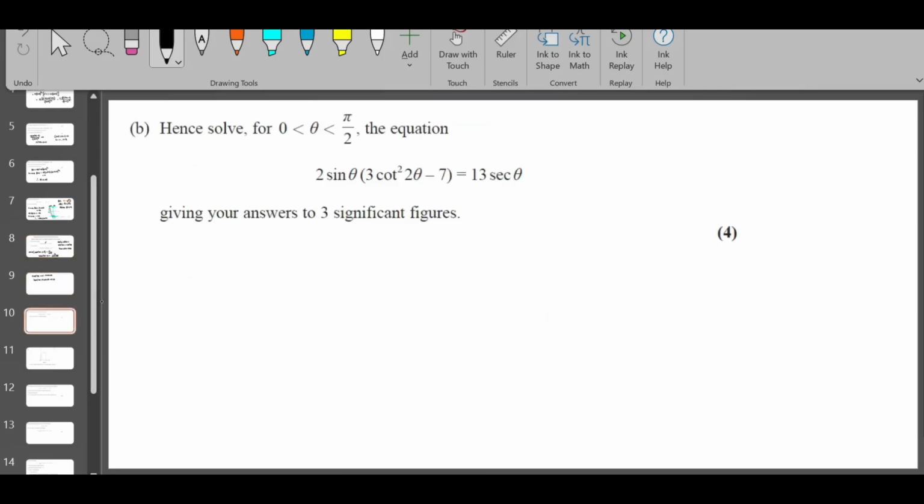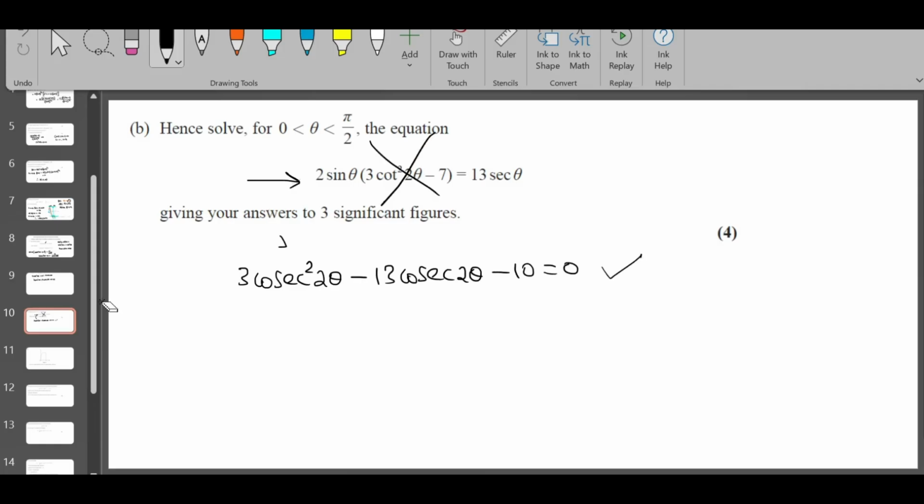Let's move on to part two. Hence solve from 0 to pi over 2 this original equation. We have rewritten this equation as 3 cosecant square 2 theta minus 13 cosecant 2 theta minus 10 is 0, right? So instead of solving this, we are going to solve this. It's a harder trigonometric equation because you have 2 theta, so you need to multiply the limits by 2. So you're going to get 0 is less than 2 theta is less than pi, right?